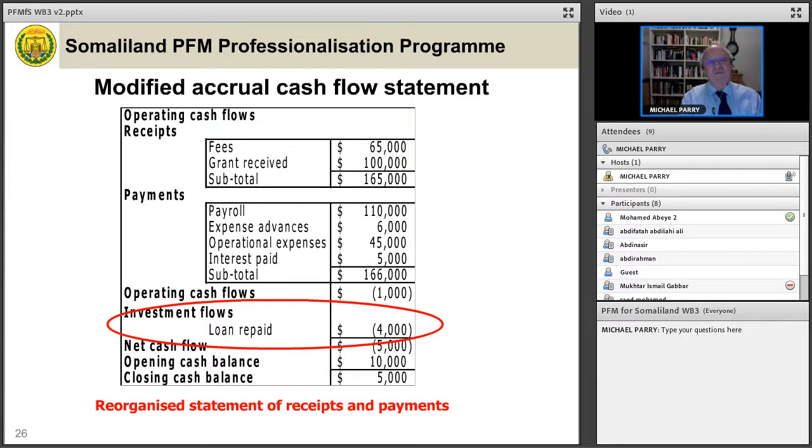Now, under this, we've got more to look at. First of all, we have a cash flow statement. As it says in red underneath, this is the same as the statement of receipts and payments, but slightly reorganized in that we take investment flows, and in this case that's the loan payment. We take the investment flow and we show that separately.